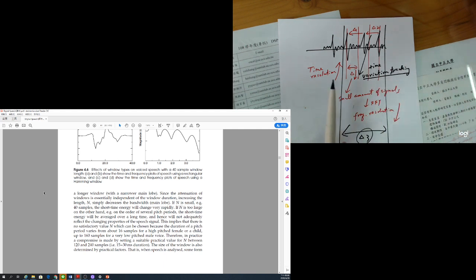So this one just shows you that if n is too large, the window may cover several pitch periods, and the short-time energy will be energy over a long time, so it will not properly reflect the change probability of the speech signal. This implies there is no satisfactory value of n which can be chosen.